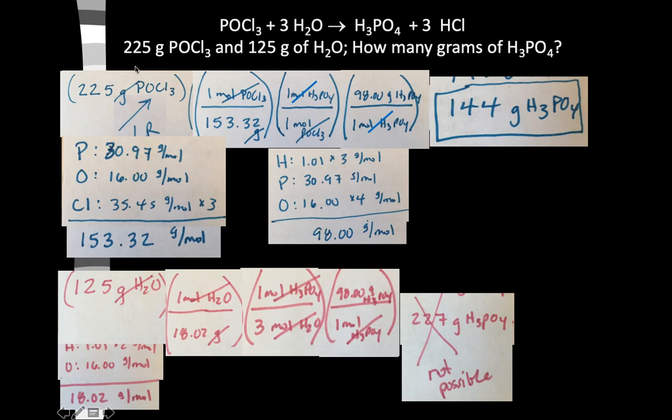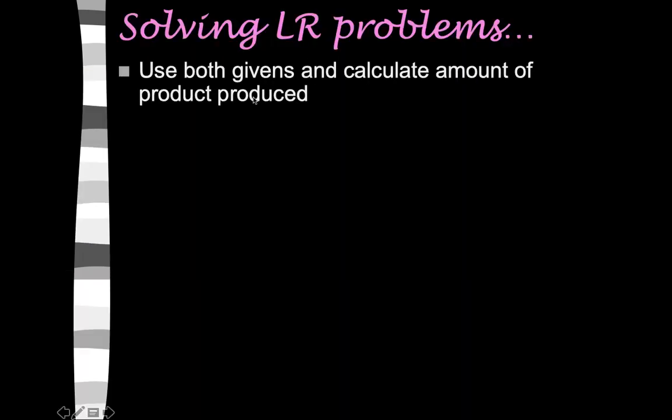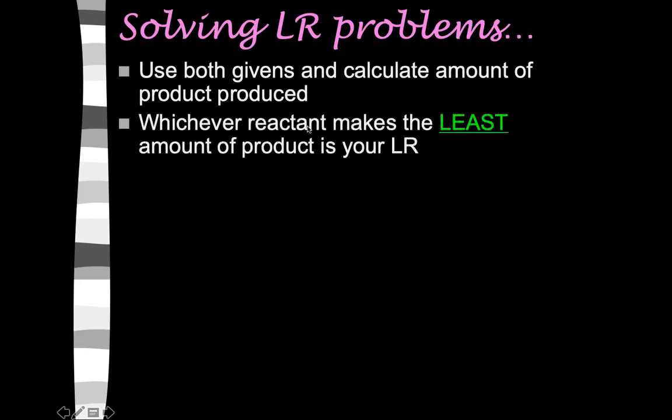Okay, so the limiting reactant is the one that runs out first. How do we know it runs out first? Because it makes the smaller amount of product. Those are the steps of a limiting reactant problem. So let's just go through what we did. We use both givens and we calculate the amount of product produced. Whichever reactant makes the least amount of product, the smaller amount, is your LR. So notice the reactant that makes the smaller amount is your LR.